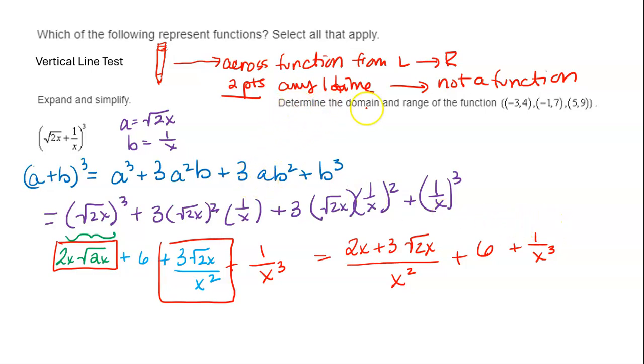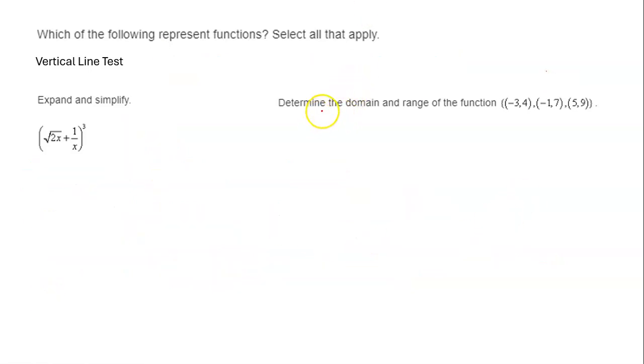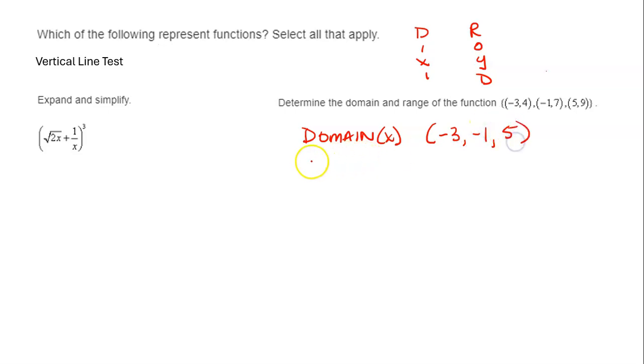We're going to go to this portion right here, so I'm going to erase everything and come back. Okay, this says determine the domain and range of the function. We know that domain, think of your Dixie and Roy D. Domain is x. So what are all of my x's here? -3, -1, and 5. And what's my range? That's all of my y's, which is 4, 7, and 9.